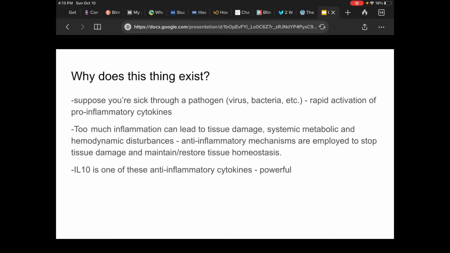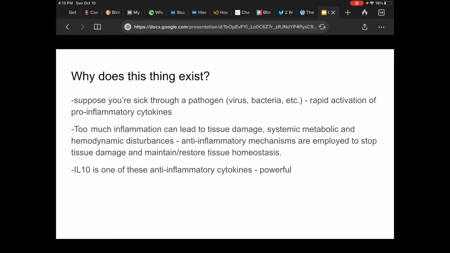You go to your doctor's office and find out the cause of the sickness is a pathogen. When your body is attacked by a pathogen, rapid activations of pro-inflammatory cytokines occur. Now, these are great because they help fight off illnesses, but too much of this can lead to tissue damage and other nasty stuff, as you can see here.